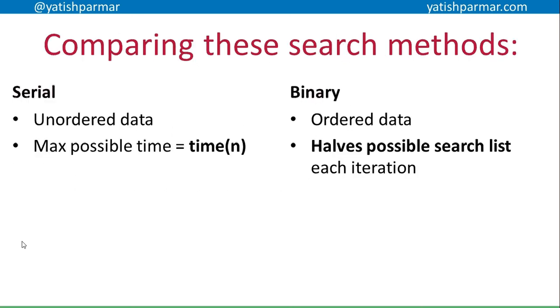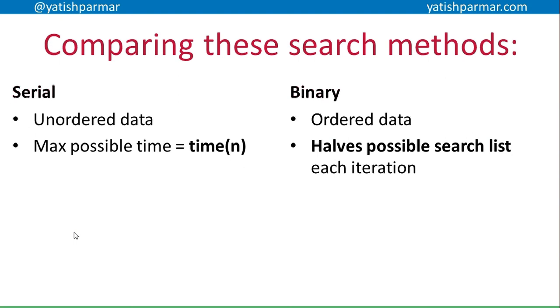Because obviously, if there's only one element left and it's not a match, then my item does not exist in the list. If you compare these two search methods, in a serial file you've got unordered data. The maximum possible time it might take to search it would be the time taken to search for one item multiplied by the number of items. Because if you've got 1,000,000 items in the list and you're looking for the 1,000,000th item, it's going to go through all 1,000,000 of them. In a binary search, your data is ordered in order of the key field.